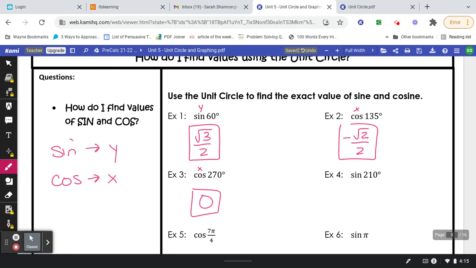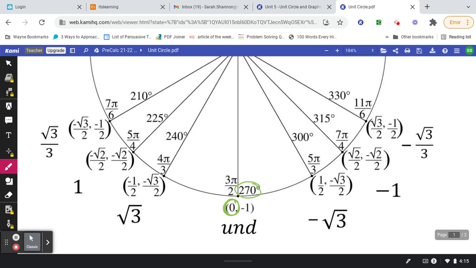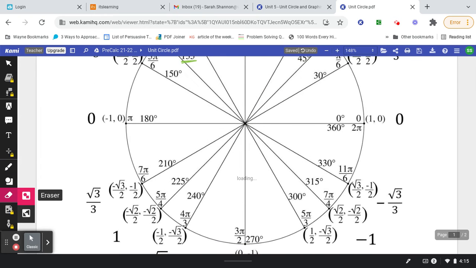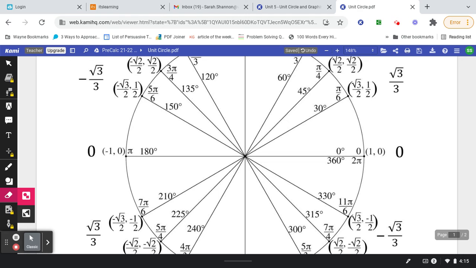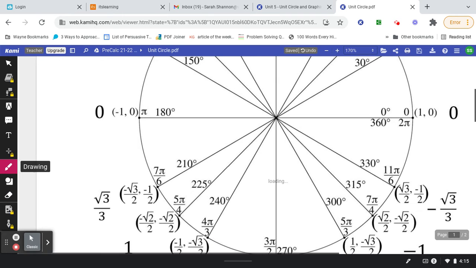Problem 4, the sine of 210. Go to your unit circle. Find the value 210. Here it is. And again, sine is y. So there's our y value, the second number in that parenthesis, negative 1/2.